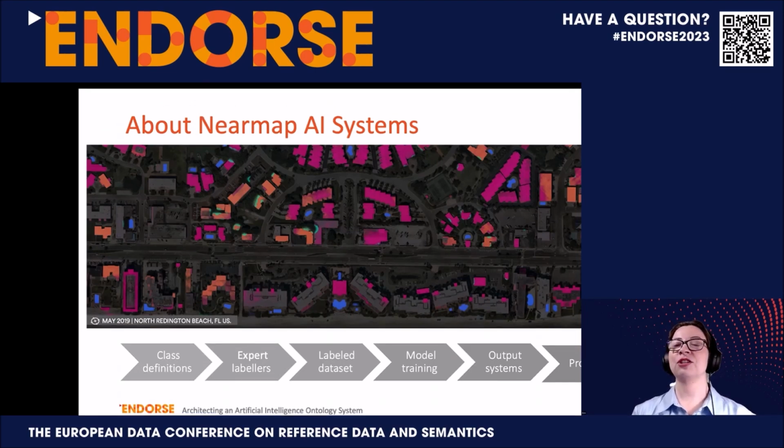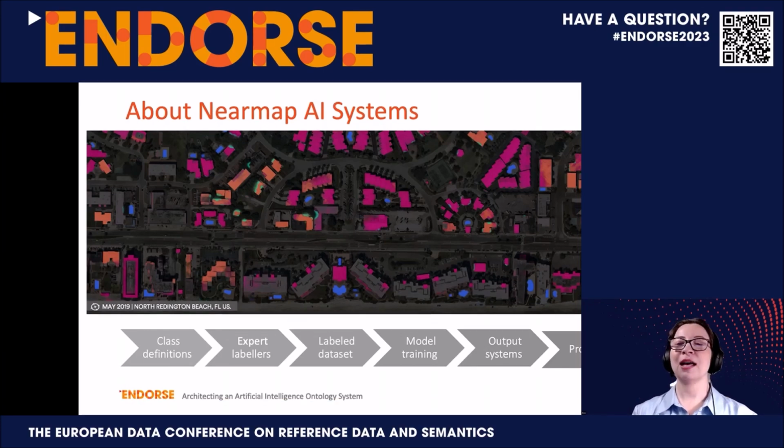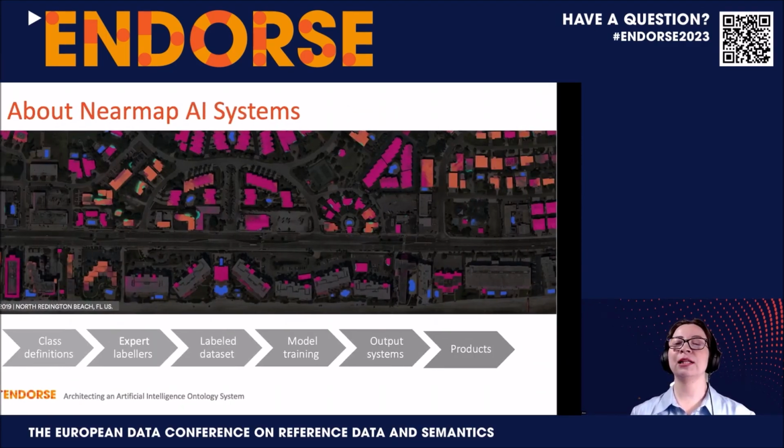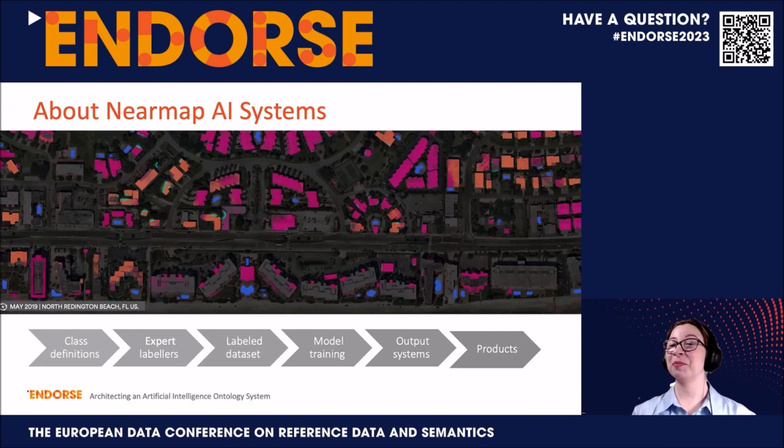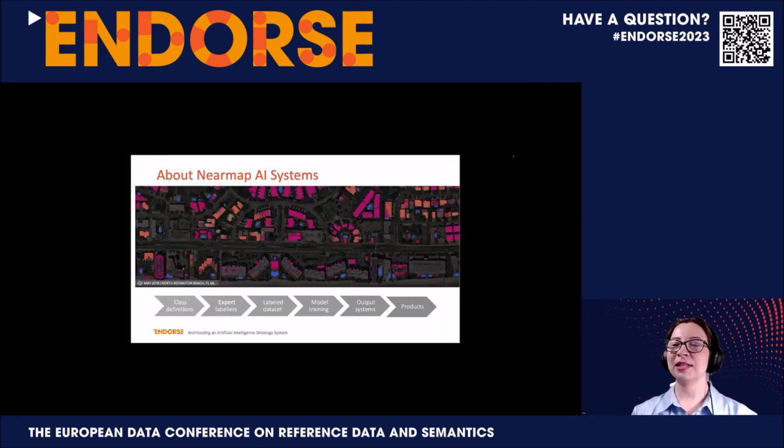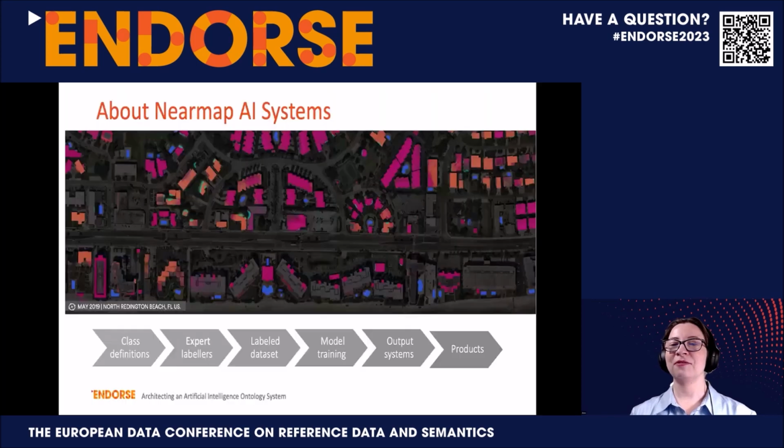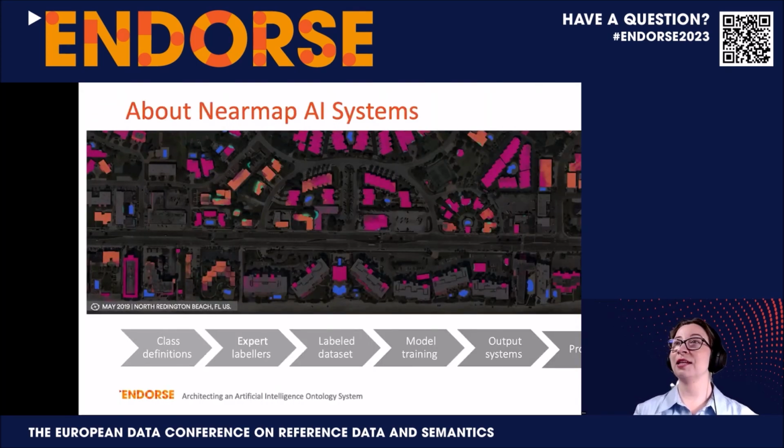Definitions are the foundation of AI decisions. We rely on expert labelers to manually tag classes like buildings, power poles, lawn grass, and more in our imagery. This becomes the labeled dataset used to train our powerful machine learning model that feeds into industry-specific data products.